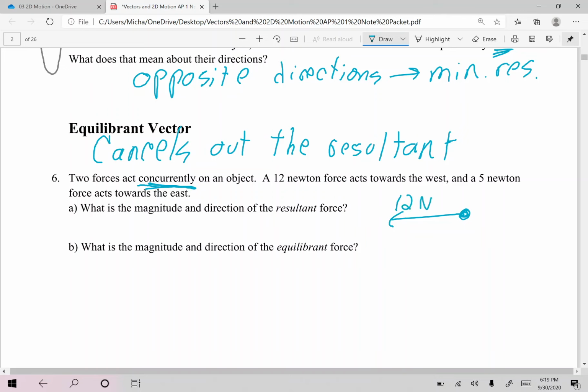And a 5 Newton force acts to the east, 5 newtons. All right, what is the magnitude and direction of the resultant force? All right, well, 12 left, 5 right. Oh, it was west and east.